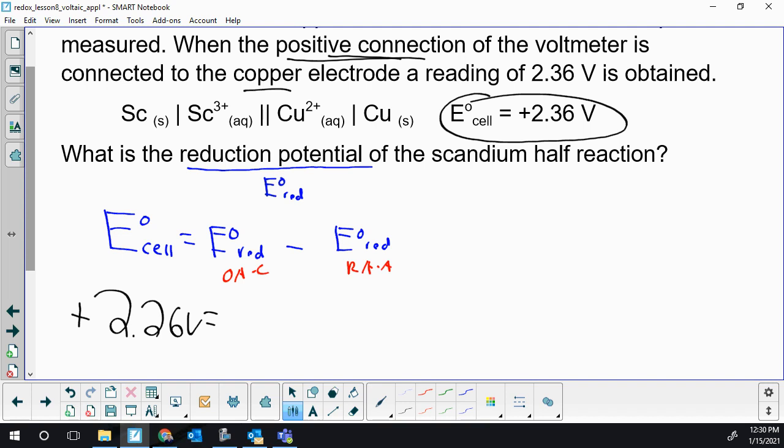Well, that's right in our table. Okay? That we can know. We just have to look it up. The standard copper, there it is. It's 0.34 volts. That's the reduction potential of our cathode.